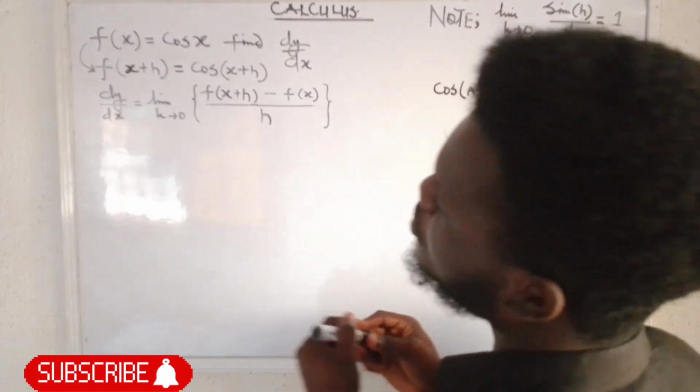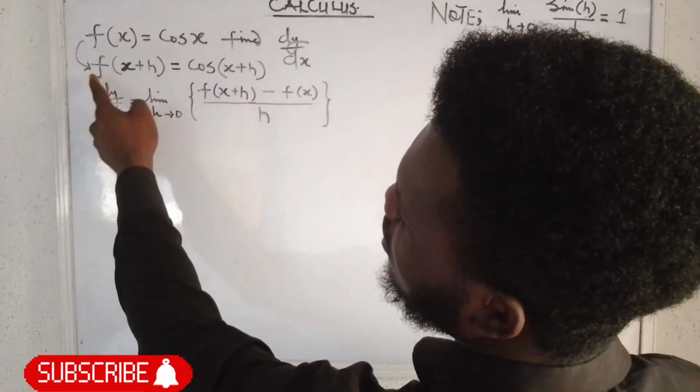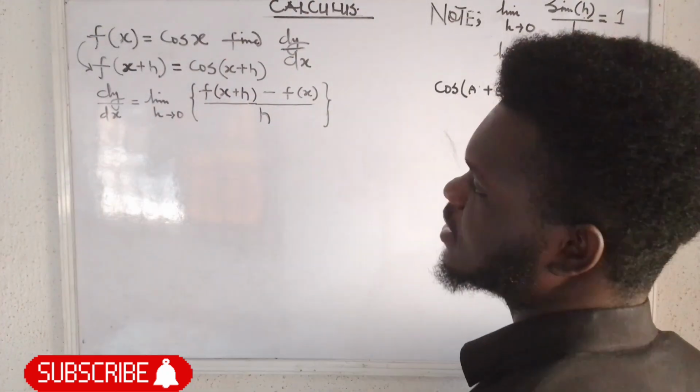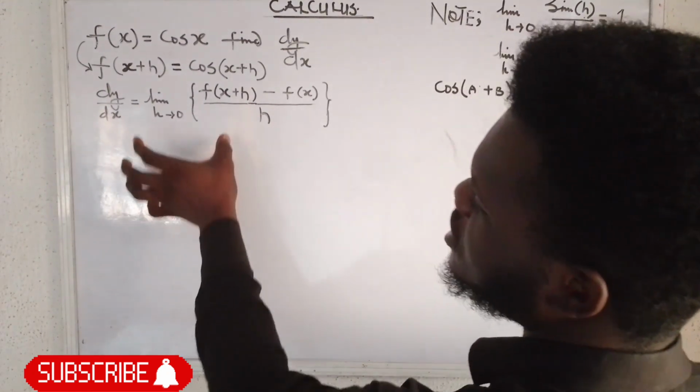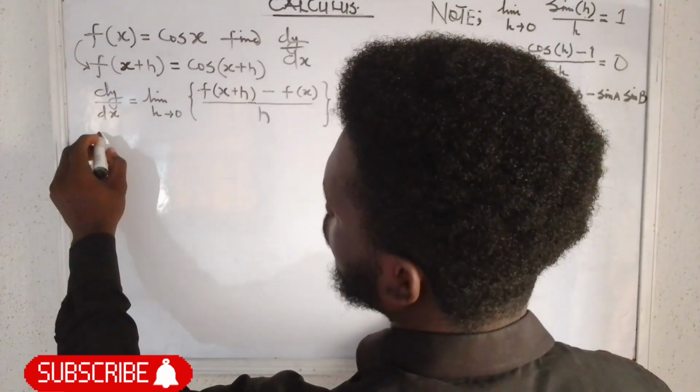Following that, I've already explained, since the function of x is equal to cosine of x, then the increment, the function of x plus h, must be cosine of x plus h. If you understand further mathematics, particularly the topic of functions, you will know what I'm doing there. So let's see how we're going to bring out the derivative of the cosine of x. Now, what do we need to do here?